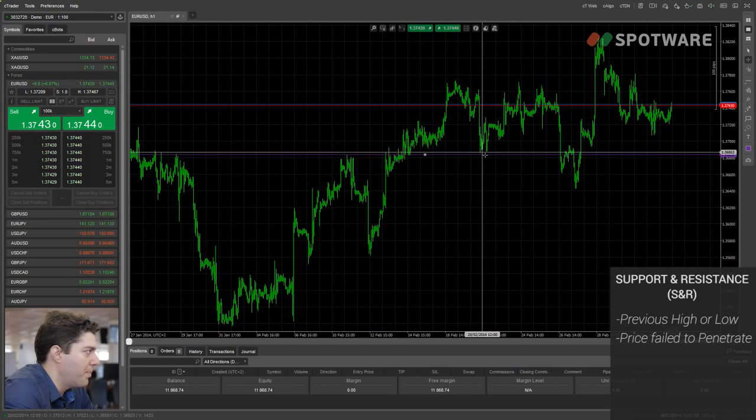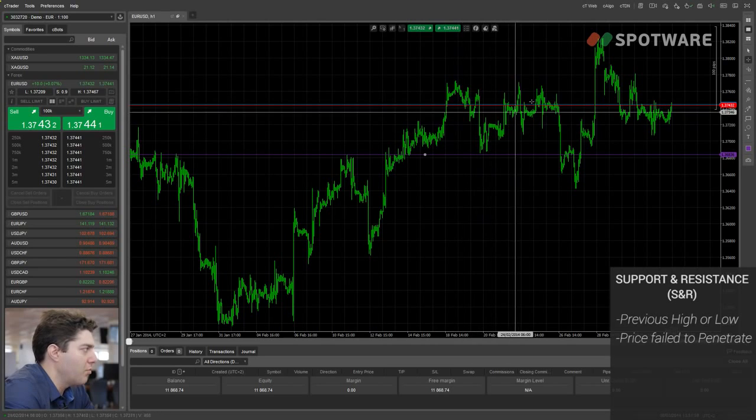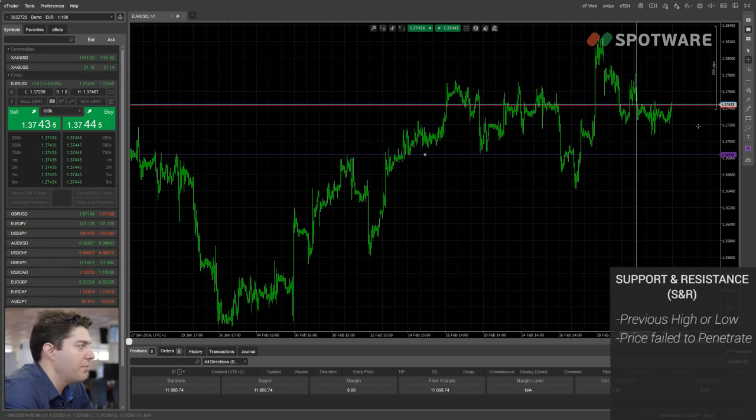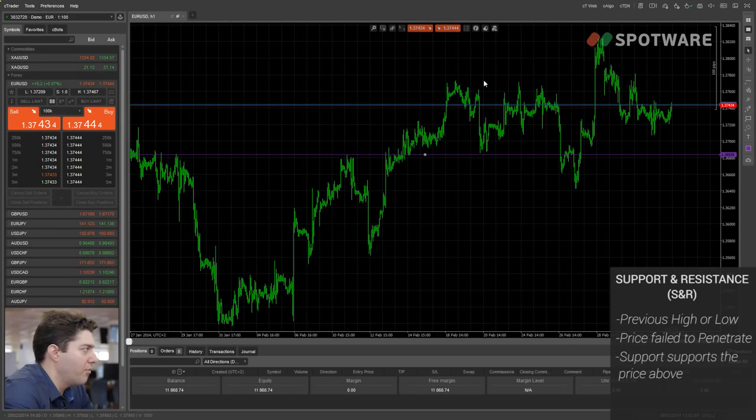Support means that it supports the price. The price bounces off this level. So it's held once and it's held twice, and the price is still continuing. So that is the support. It means that the price is above this level and it acts as a support.